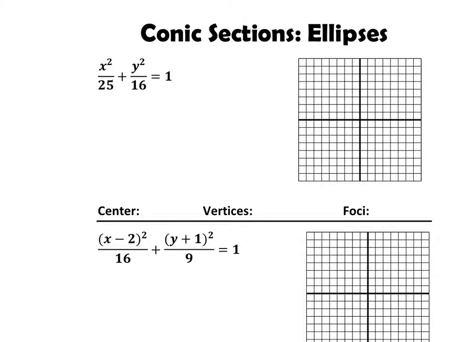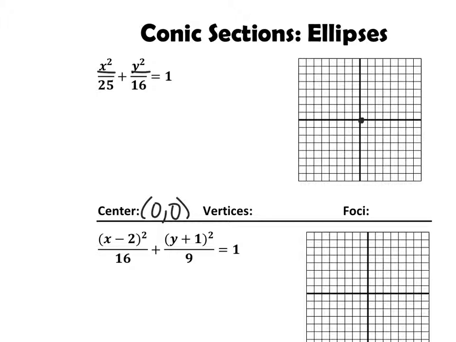Now that we've looked at circles, we're going to continue with ellipses. Ellipses are ovals, so that means instead of having a constant radius, they have different distances in different directions. So the first thing, just like with a circle, is to identify the center. The center is in the numerator of my fractions. So for this one, my center is just the origin, 0, 0. Once we identify our center, we want to plot that.